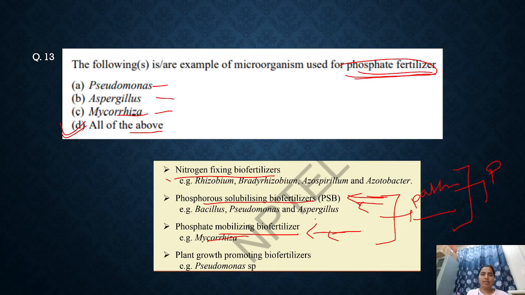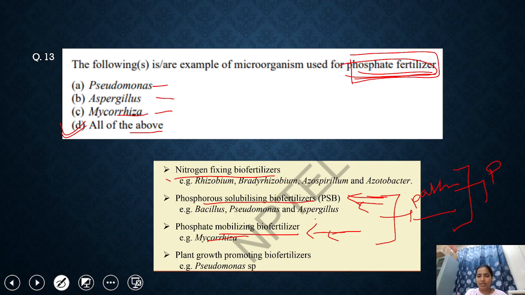What they are asking is: which of the following is an example of a microorganism used for phosphate fertilizer? Options given are Pseudomonas, Aspergillus, Mycorrhiza, and all of the above. What is meant by phosphate fertilizer? Normally, why do we provide fertilizer? So that it will give the important components to the plant for its growth. So phosphate fertilizer means we are providing phosphorus to the plant.